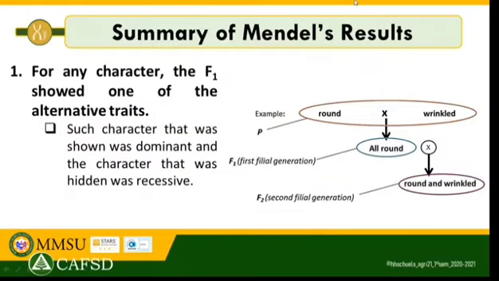So, as a summary of the result of Mendel's experiment, first, for any character, the F1 showed only one of the alternative traits. So, the alternative traits again, either round or wrinkled, either yellow or green, etc. So, such character that was shown in the F1, I would like to emphasize that it was dominant. So, what was expressed or shown in the F1, that is the dominant phenotype. And then, the character that was hidden was recessive. So, wrinkled is recessive, round is dominant.